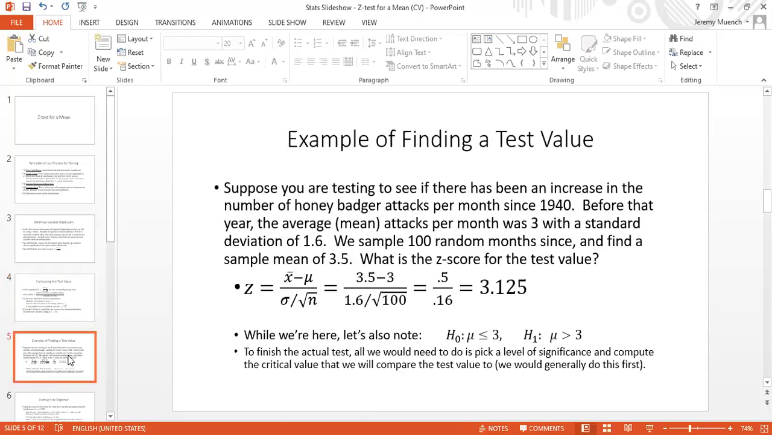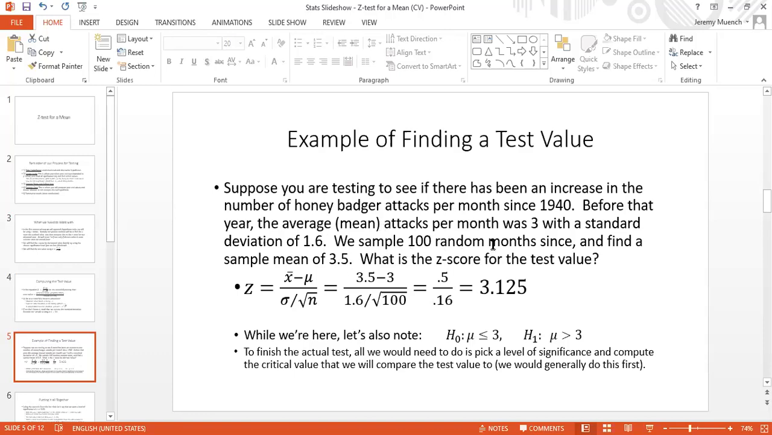The thing that we've done here is we're just going to compute z-scores in the normal way. We have this obviously theoretical example of saying, all right, we want to test if there's been an increase in the number of honey badger attacks. Maybe before 1940, there was a mean of 3 attacks per month with a standard deviation of 1.6. We sample 100 months since and find a sample mean of 3.5. Let's say it's got roughly the same standard deviation.